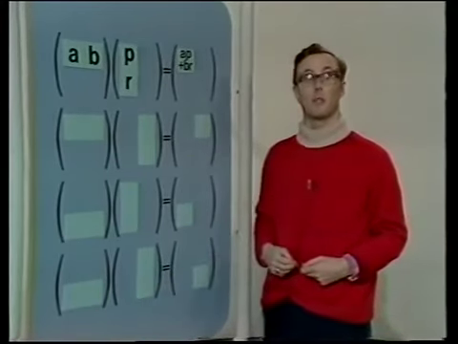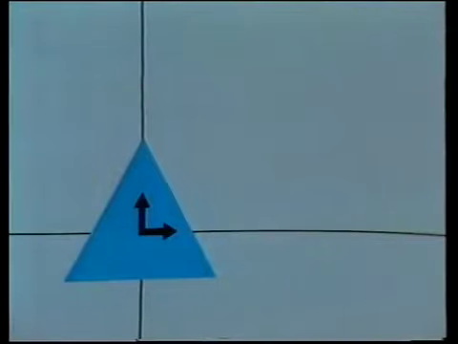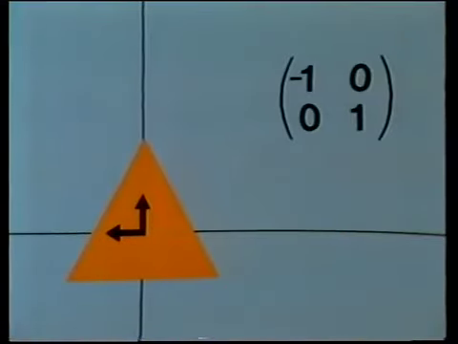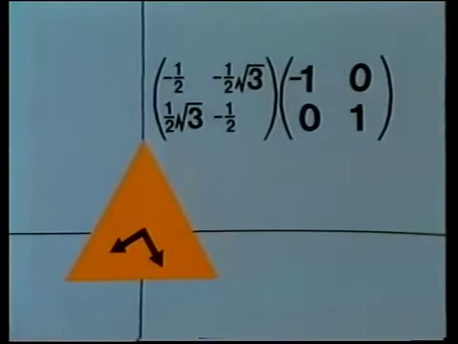Let's now try this for our symmetry matrices. We started with a flip about the vertical axis. And this was its matrix. Then we rotated by 2 pi by 3 with this matrix. Now we'll use the product rule to work out the resulting matrix.